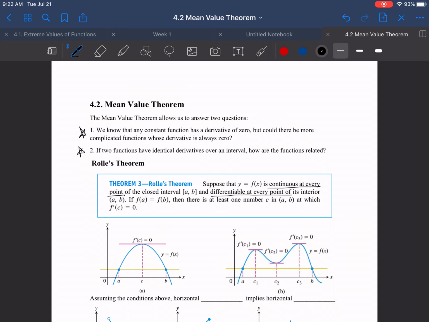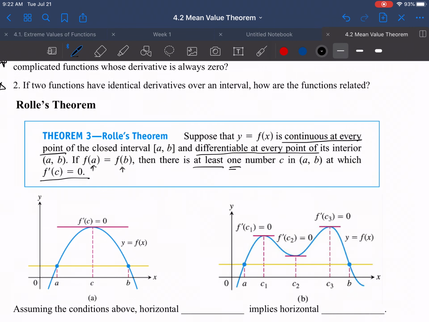All right, so we need those two things. If at the beginning of the interval, the function plugged in, f of a, is equal to the same output value at the end of the interval, f of b, then there is at least one number, and we'll call it c, in a to b, for which we're going to have a derivative value equal to 0. In other words, we are going to have a tangent line that is 0 at least one point. And so to see that, let's take a look at these two graphs here.